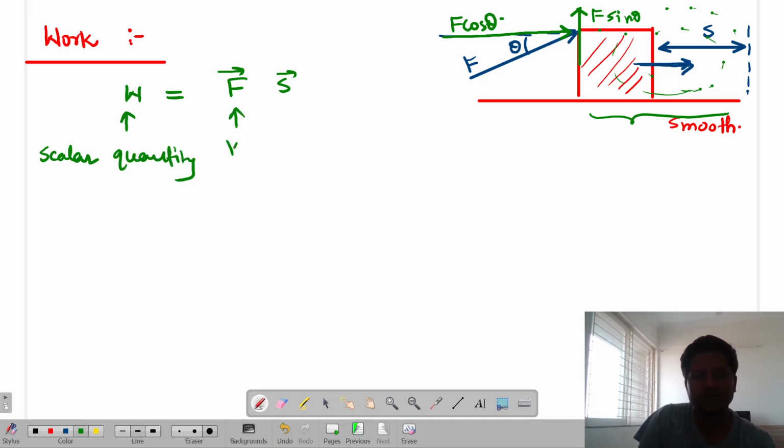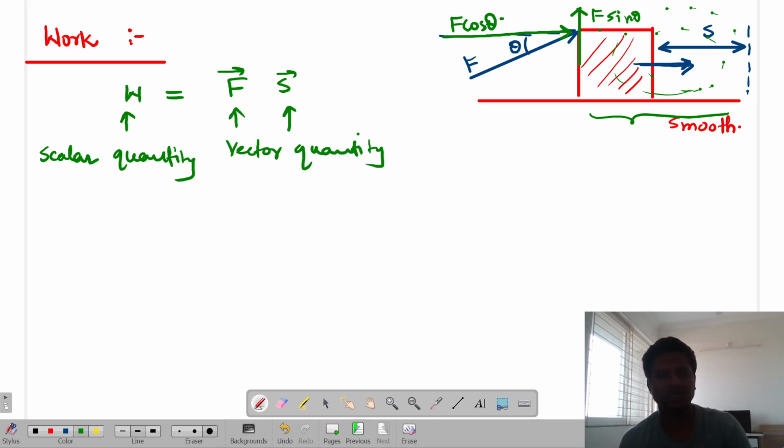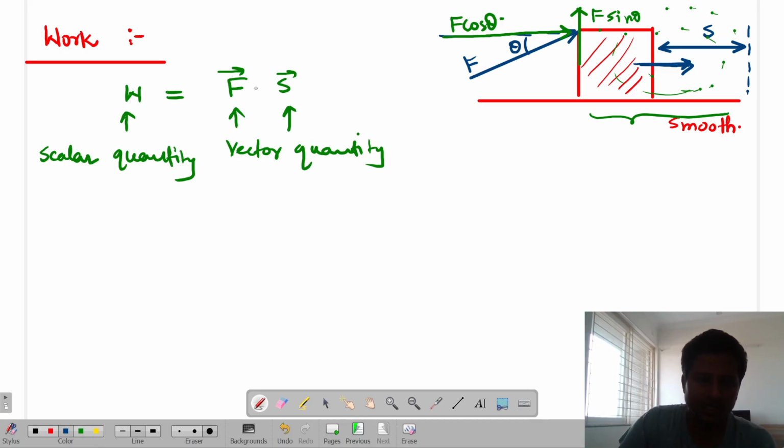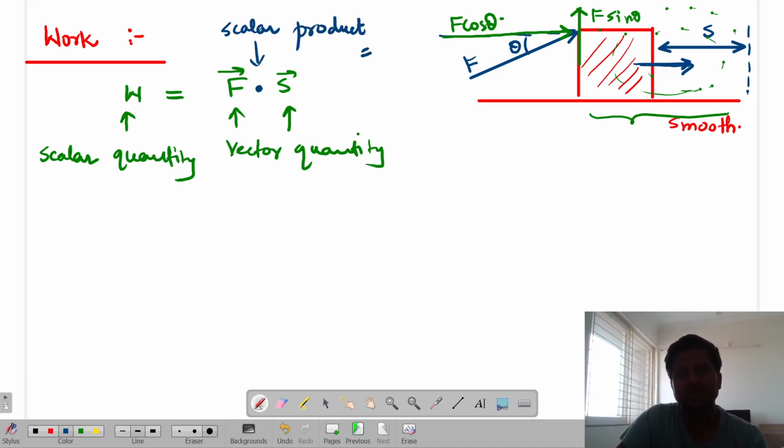Force is a vector quantity. Not only force, displacement is also a vector quantity. Then the question arises: how can we connect force and displacement? Basically, we need to bring the force and displacement together by a product which is called a scalar product, because a scalar product can give the multiplication of two vectors as a scalar quantity. Is that clear or not?